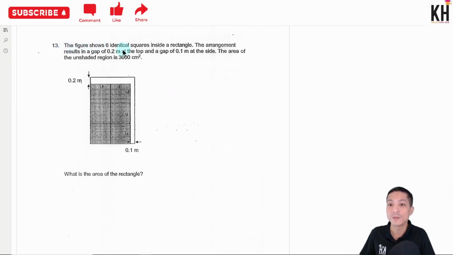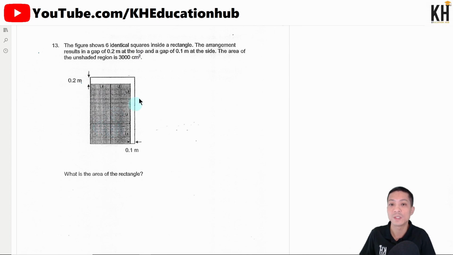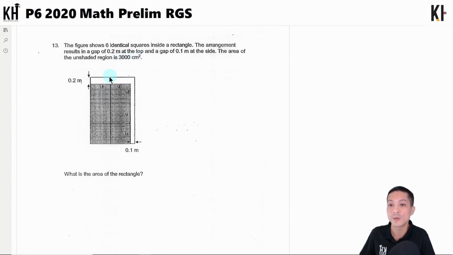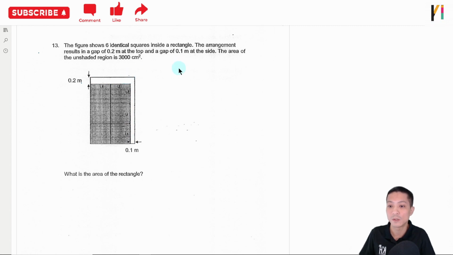The figure below shows 6 identical squares, so you should already know which are the 6 squares inside a rectangle. So the rectangle is this whole big rectangle. The arrangement results in a gap of 0.2 meter at the top and a gap of 0.1 meter at the side. Area of the unshaded region is 3000 square centimeters. So the unshaded region is basically here and here. So what is the area of the rectangle?